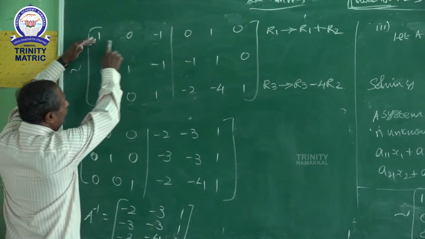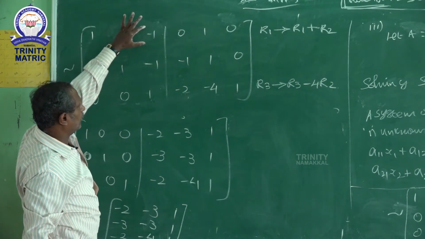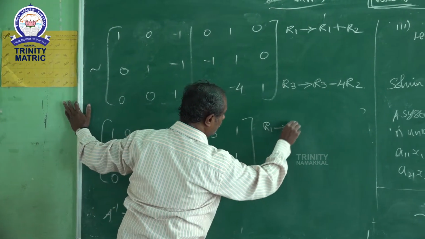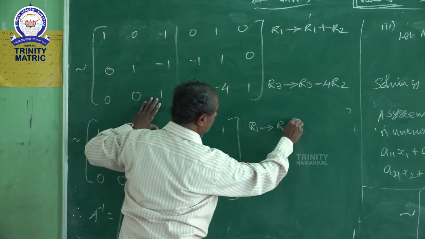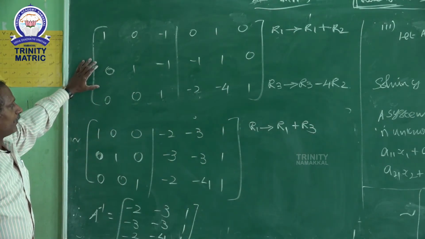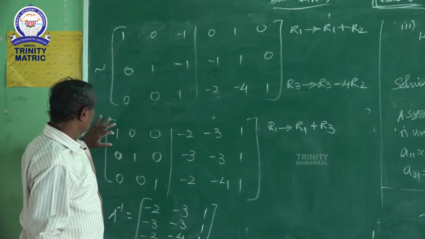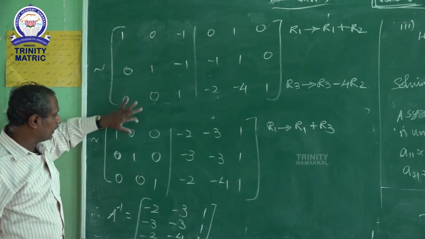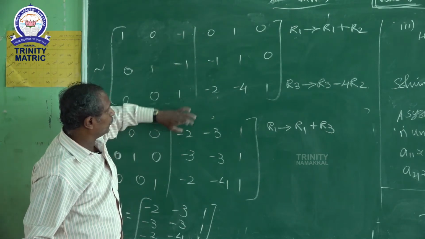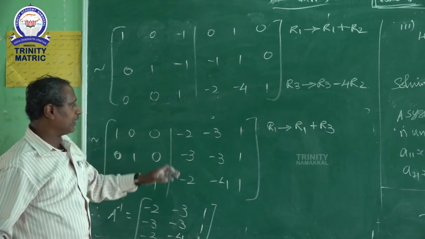So in row 1 we have this minus 1. Now we focus on making this minus 1 into 0. For that purpose we are adding R1 plus R3. So we will get the values: 1 plus 0 is 1, 0 plus 0 is 0, minus 1 plus 1 is 0, 0 minus 2 is minus 2, 1 minus 4 is minus 3, 0 plus 1 is 1. So we are getting these values.